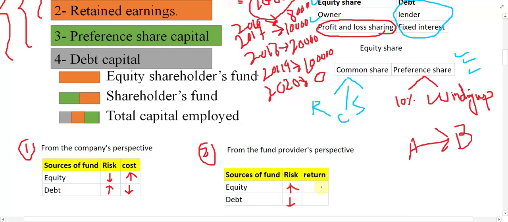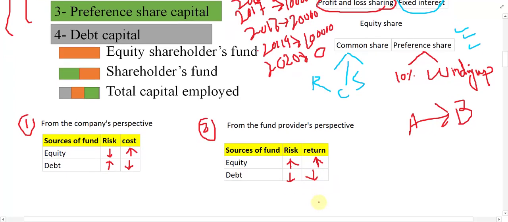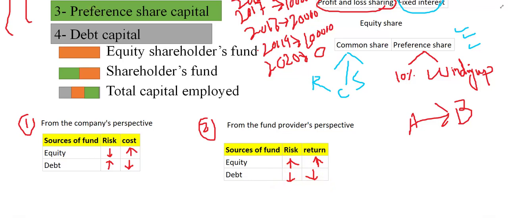Right? If the risk is more, then definitely the return should also be more. Why? Because when the fund provider provides fund to the business, if the risk is more, they expect more return as well, right? On the other side, regarding debt, as the risk of these people is less, the return is also less. It means they expect less return from the business. Why do they expect less return? Because they have accepted less risk. If you accept more risk, you will receive more return. If you accept less risk, you will receive less return as well.